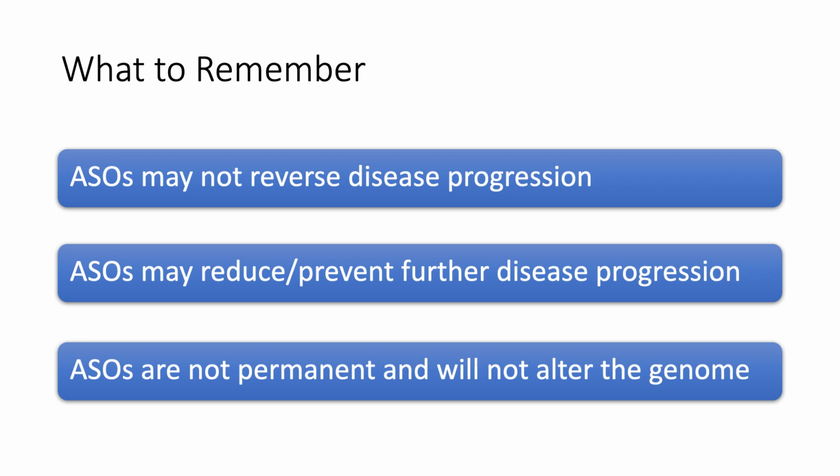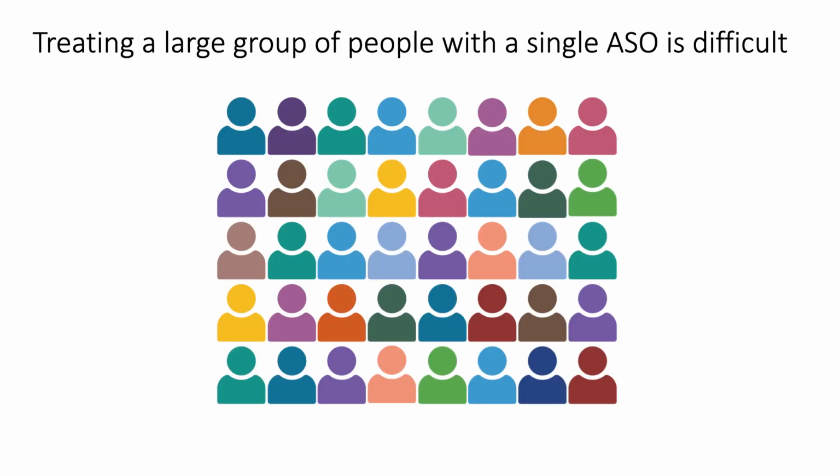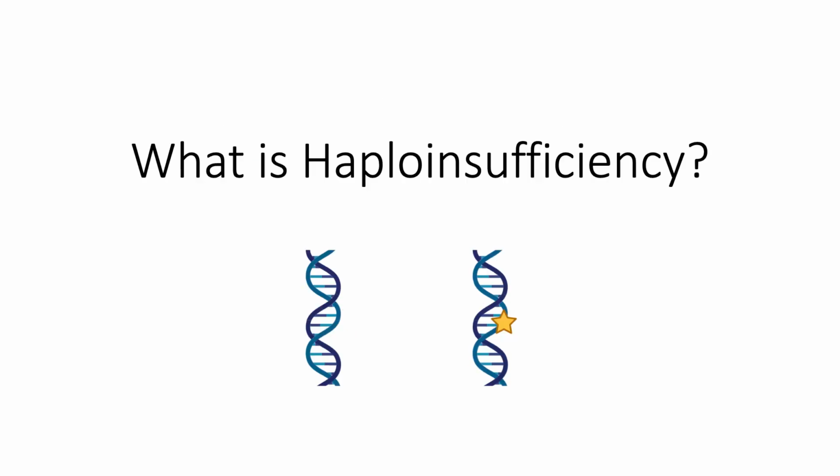So most of the ASOs that I've introduced so far depend specifically on what kind of mutation a person has. And we all know that mutations are usually unique to a person or a very small group of people. And so treating a large group of people with a single ASO is very difficult because they would all need to share something in common. And so developing an ASO for one person at a time is very costly, and it would be very time consuming.